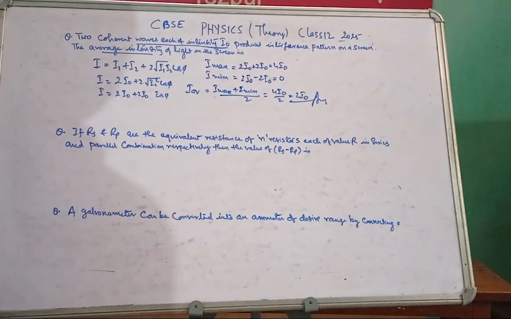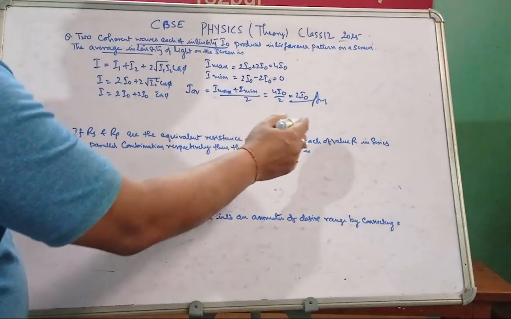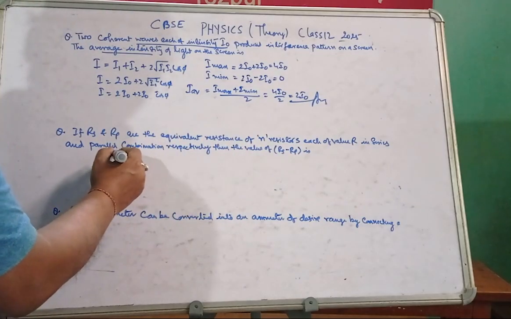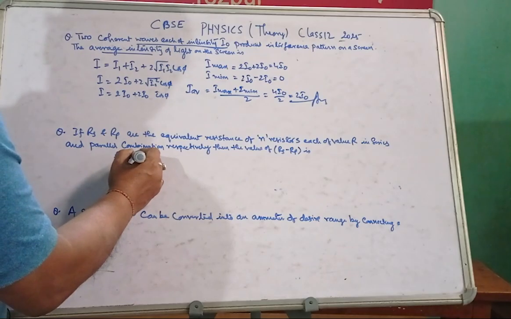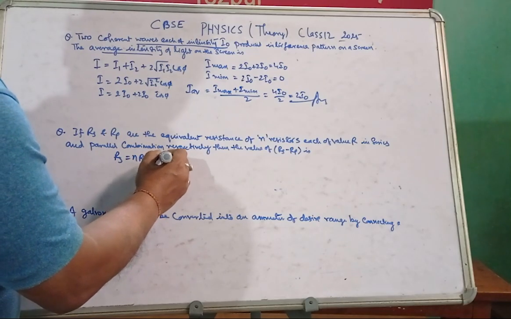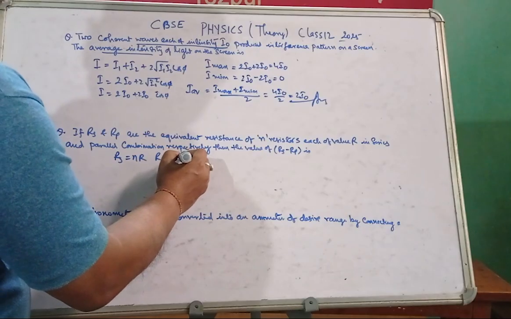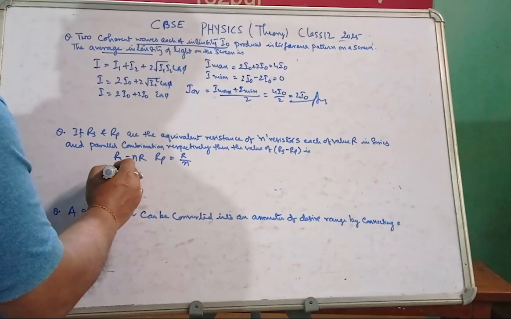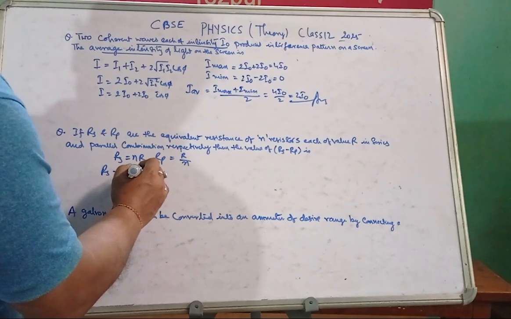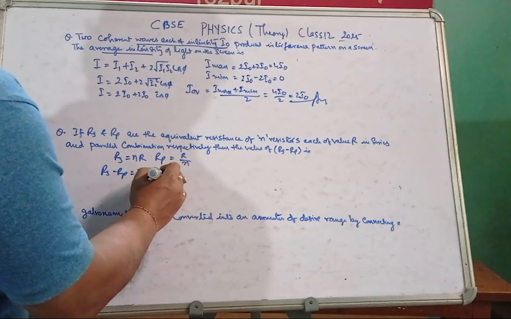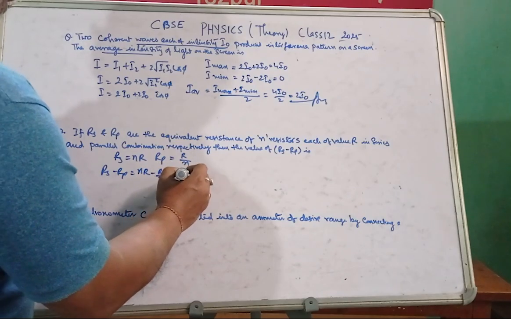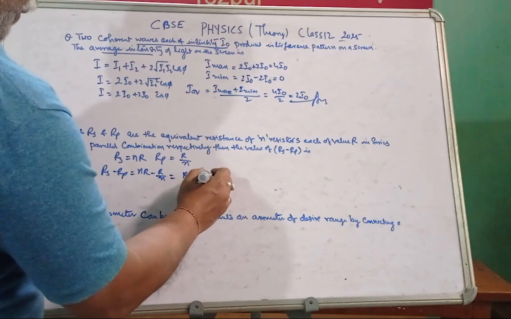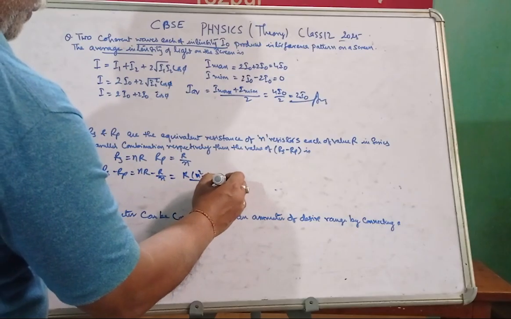So my next question is, n resistors, each of resistance R, are in series. This is a very easy question. Rs for n resistors will be nR, and Rp will be equal to R by n. Now you have to find Rs minus Rp, so this will be nR minus R by n. So this comes out to be R common, n square minus 1 by n. So this is your answer.